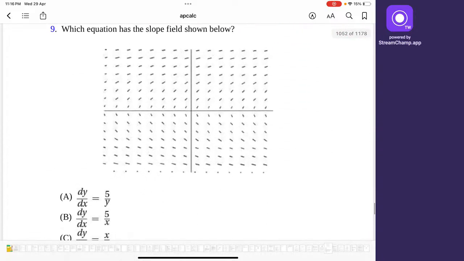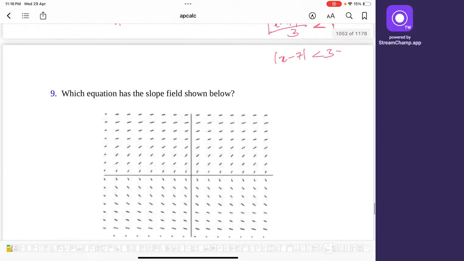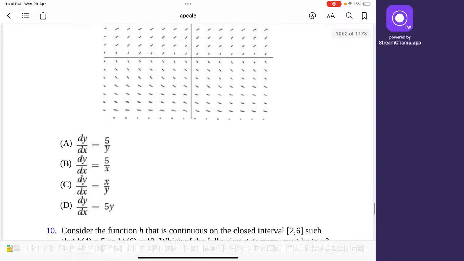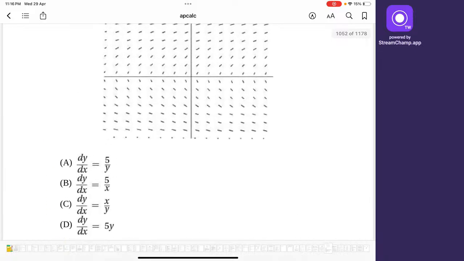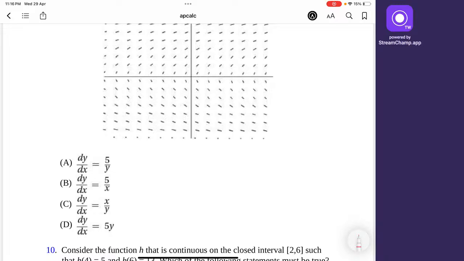Which equation has the slope field given below? Look at this: here the slope is positive, here the slope is positive, here the slope is negative, here the slope is negative. So let's try to eliminate the options. This one is negative in both the third and fourth quadrants and positive in the first two quadrants. So this looks like the right option.